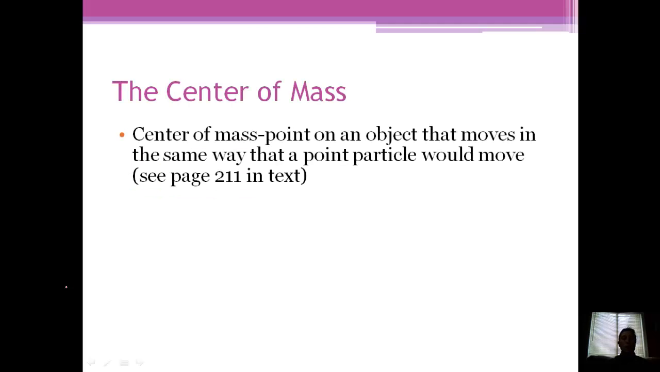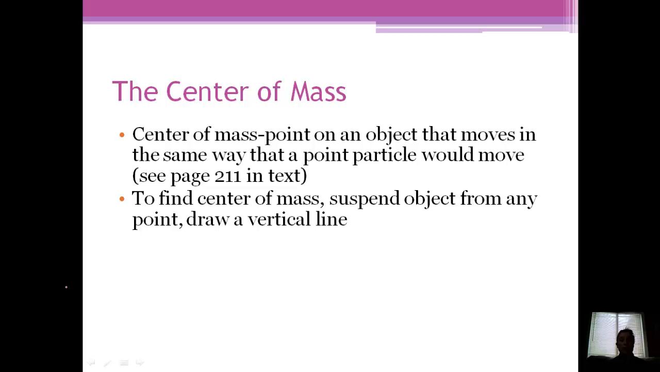So when we talk about equilibrium, we need to talk about center of mass. Center of mass is the point on an object that moves in the same way that a point particle would move. A really good picture of this is on page 211 in your textbook. But when we talk about a point particle, we're just talking about a point. And so every object has a center of mass, and it tends to move in a straight line.